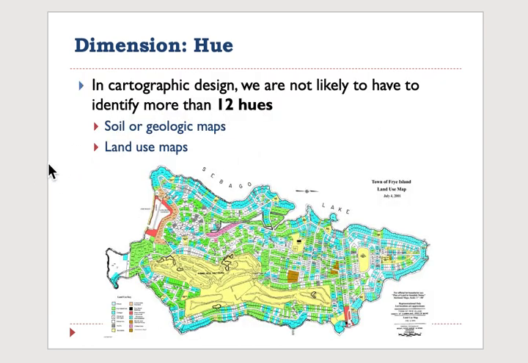In cartographic design, we are not likely to have to identify more than 12 hues. So theoretically, humans can distinguish millions of hues, but are not often asked to do this. The US Census tried 16-hue choropleth maps, but they were not widely used because they were too complex.